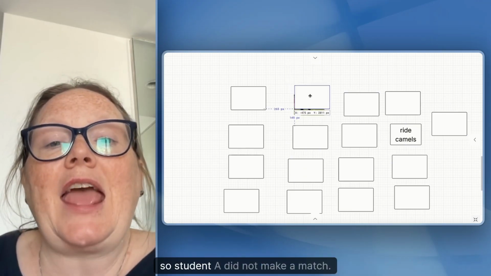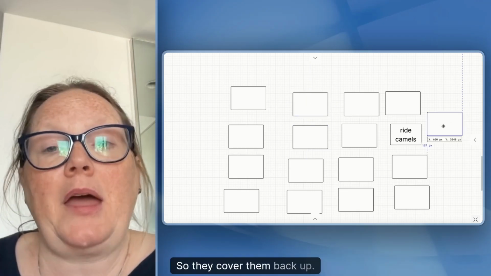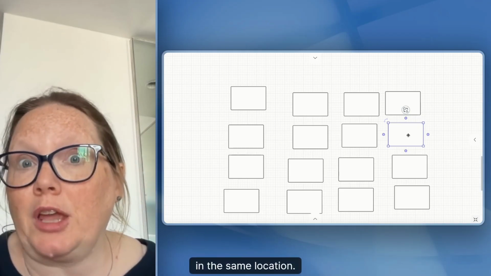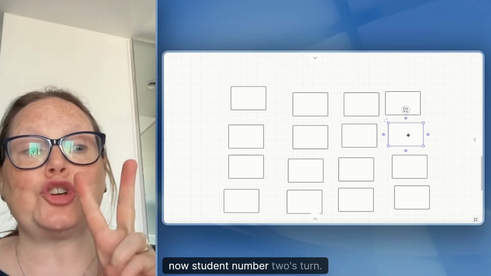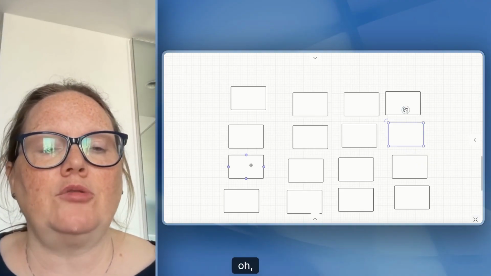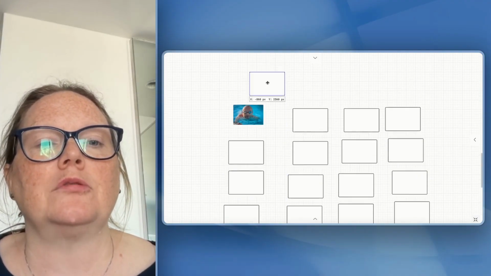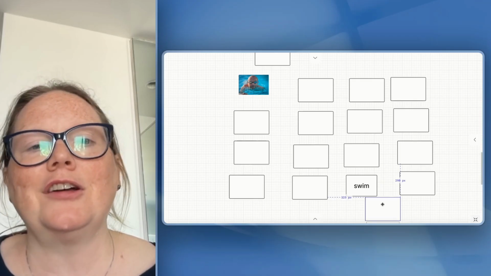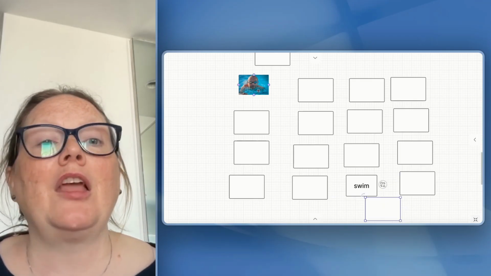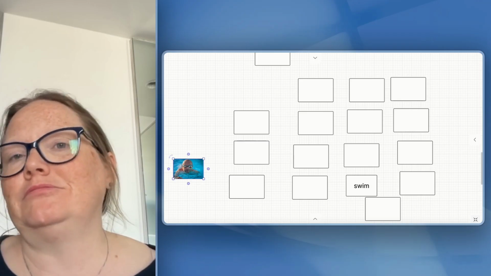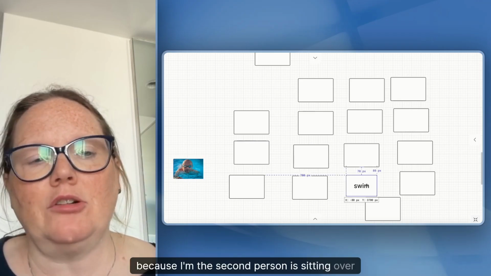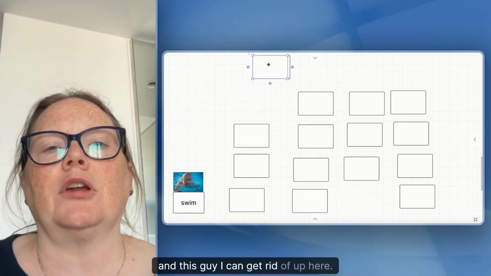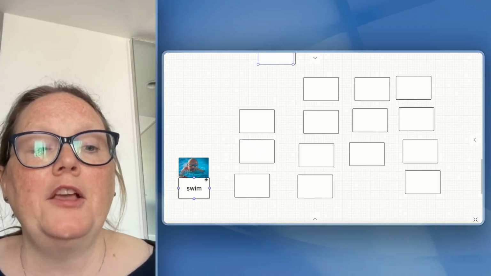Okay, so student A did not make a match, so they cover them back up, or in the face-to-face version, they just flip them back over in the same location. Okay, now it's student number 2's turn. So they're going to say, I'm going to go with this one, swim. And this one. Swim. It's a match. So person B, because I'm the second person, is sitting over here. I'm going to take my cards, because they're a pair, and this guy I can get rid of up here. Okay. So I have a match.